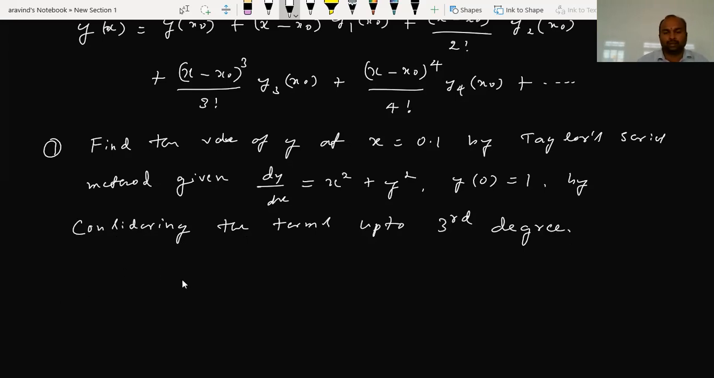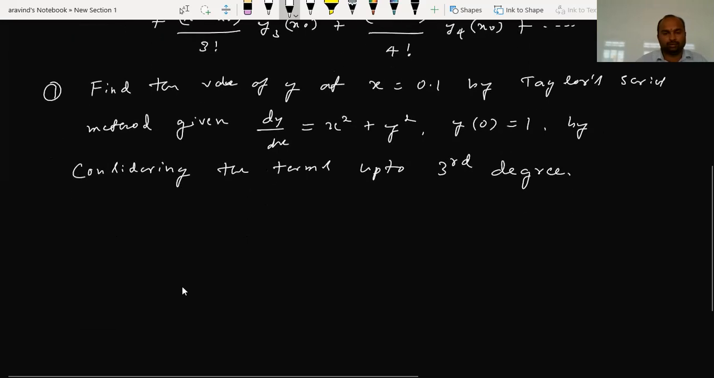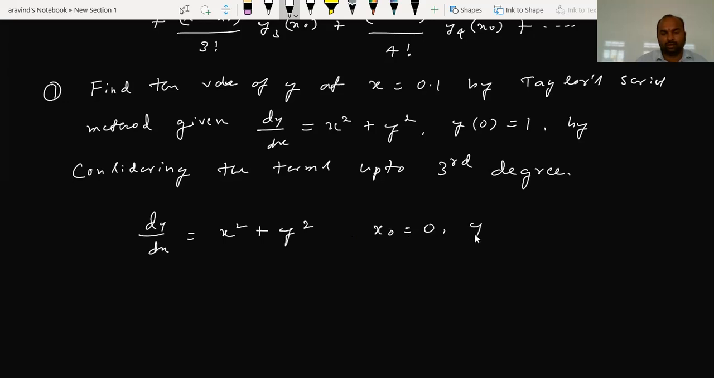So now I will take the given equation. dy by dx is equal to x square plus y square. y of 0 equals 1 means this 0 is x naught. So x naught is 0 and y naught is 1. What we have to find? We have to find the value of y at x equal to 0.1.